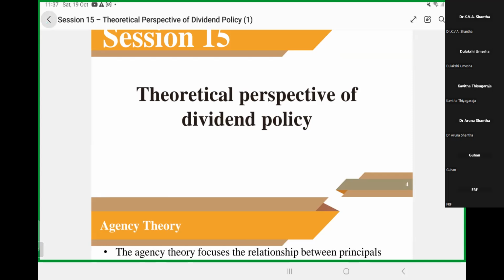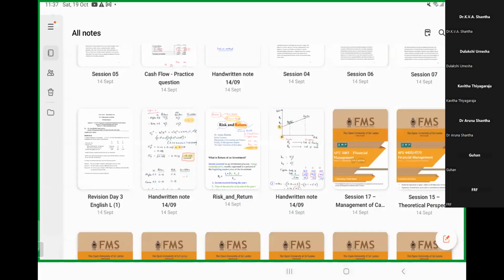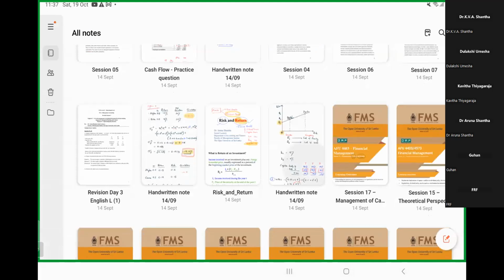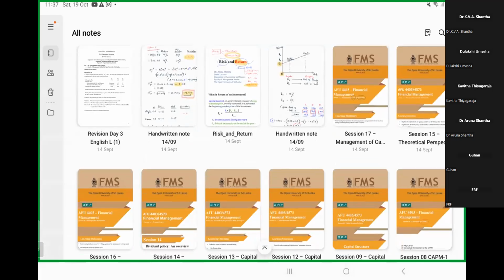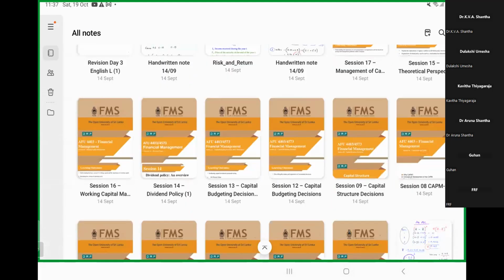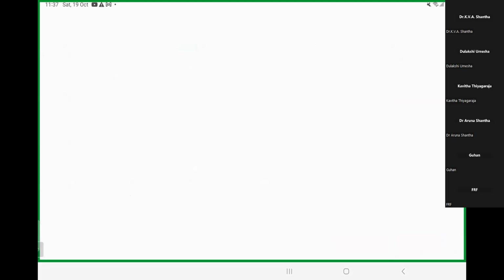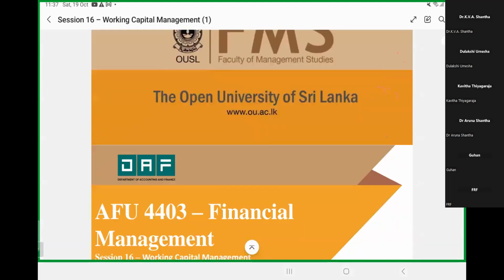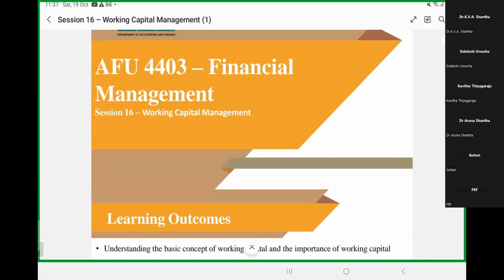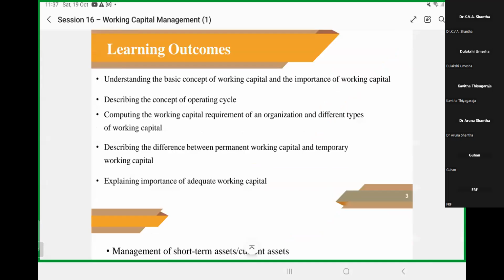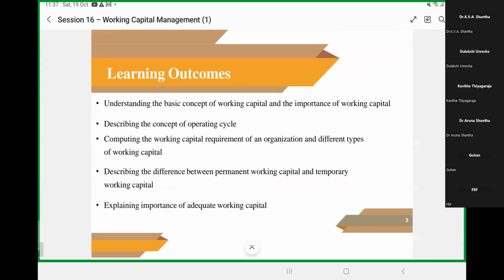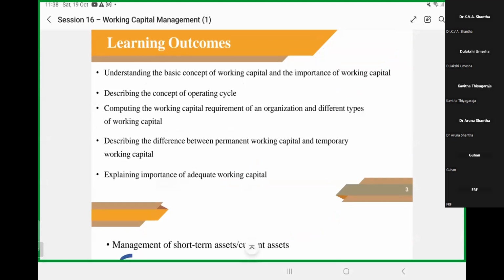So after that, you learn about working capital management. Different concepts of working capital we learn. Then you learn about management of cash and receivables.